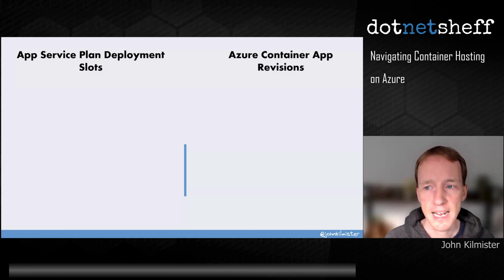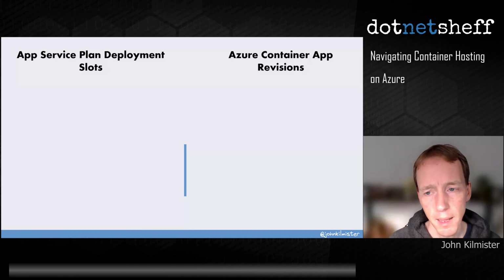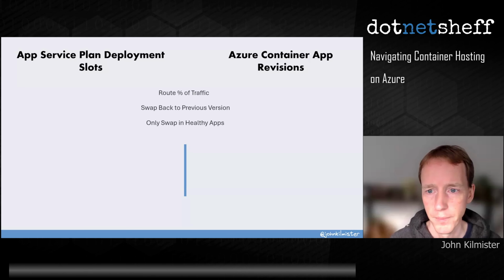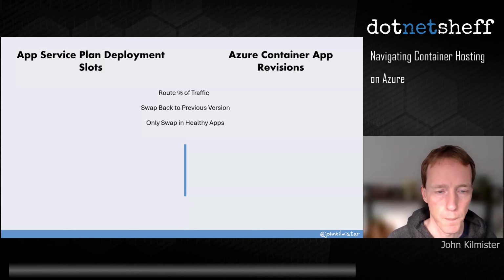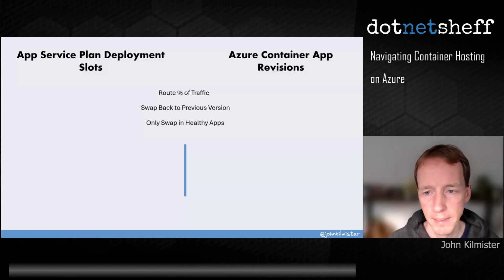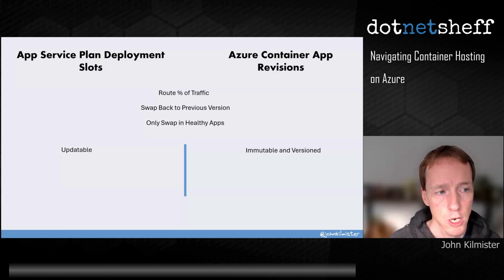And the great thing is Azure Container Apps has a similar concept. It's called revisions, and it works similarly, but also slightly differently. So both of them allow you to route a percentage of the traffic to the second version. You can also swap back, and it will only swap in healthy apps into the pool. However, with app service plans, you create these deployment slots, and then you can copy as many versions of the code into those as you want.